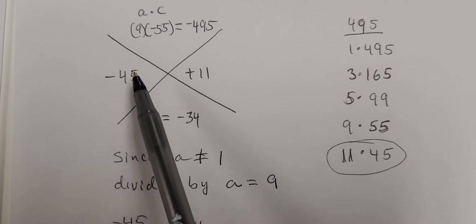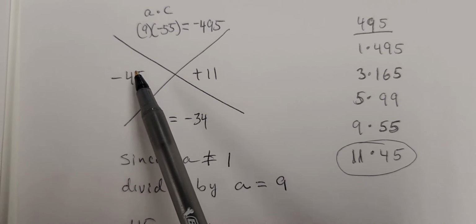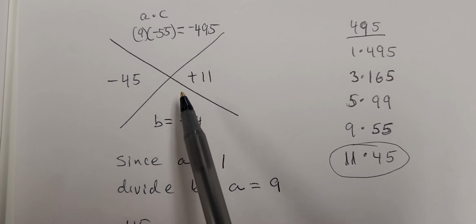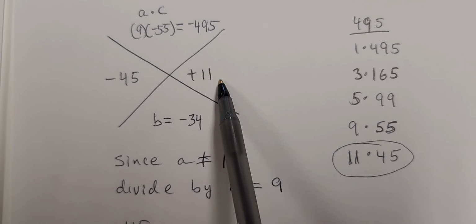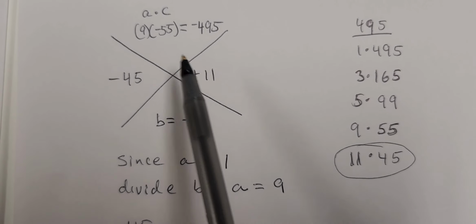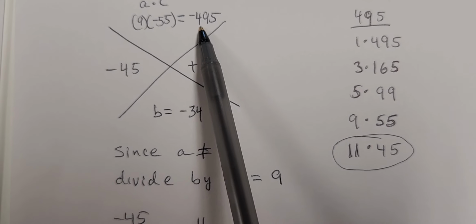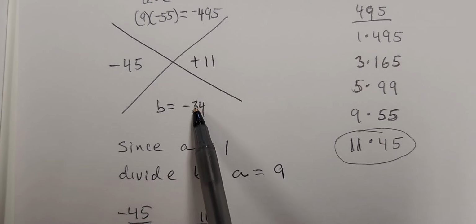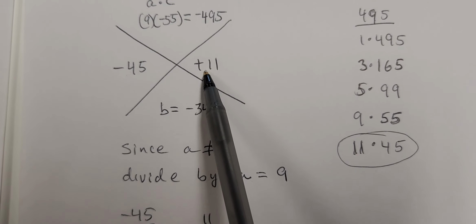And here's the reason. 45 times 11 gives me 495, and 45 subtract 11 will give me negative 34. Be careful, negative should be on the 45, positive on the 11. Negative 45 times 11 gives me negative 495, and negative 45 plus 11 gives me negative 34. So be careful which one will have a negative and which one will have a positive.